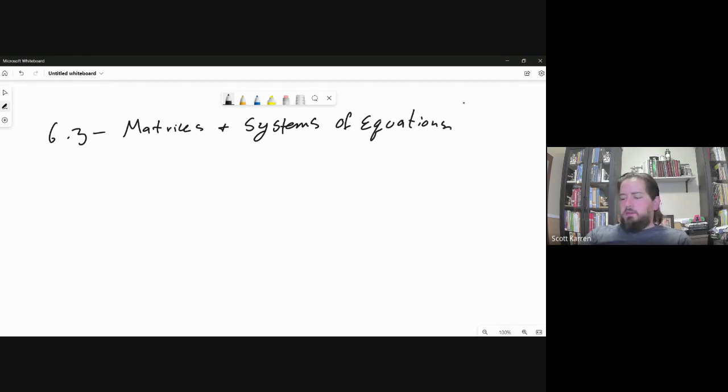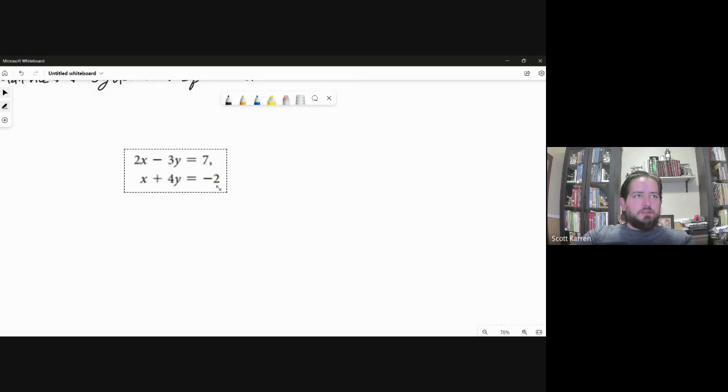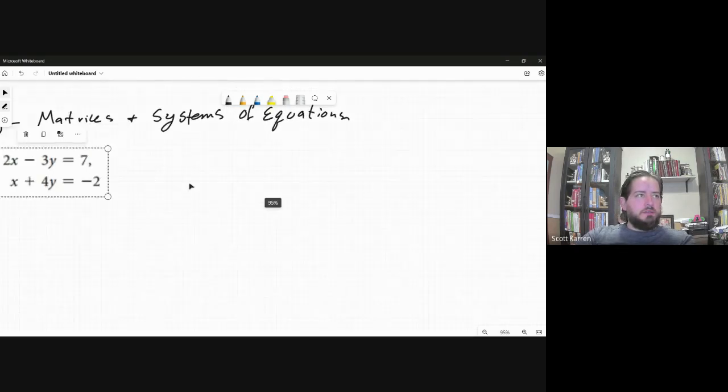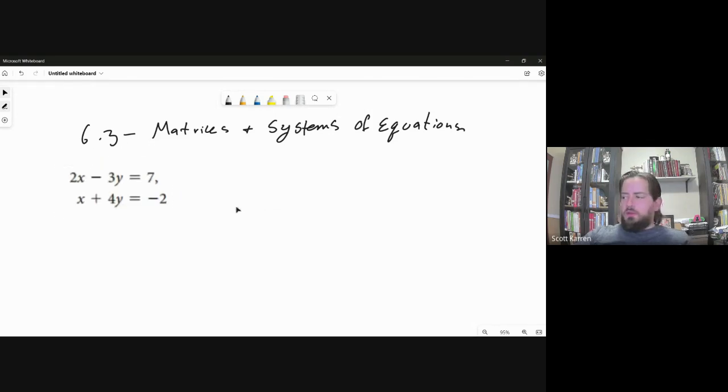So a matrix is kind of just a way of dealing with a system of equations without dealing with the equations. For example, if I have a system of equations that looks perhaps like this, what we're going to do is rewrite this with just the numbers. I'm going to get rid of the x's, I'm going to get rid of the y's, I'm going to get rid of the equal sign. So I'm just going to write the coefficients in front of the variables, and then the numbers on the right-hand side, the 7 and the -2, the constants.